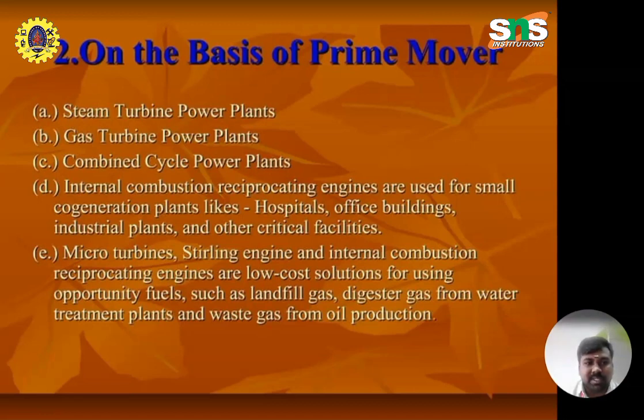Steam turbine power plants, that is the thermal power plant, gas turbine power plants, combined cycle power plants, and internal combustion reciprocating engines are used for small cogeneration plants like hospitals, office buildings, industrial plants, and other critical facilities. These internal combustion reciprocating engines come under the diesel power plant. Then micro turbines, Stirling engines, and internal combustion reciprocating engines are low cost solutions for using opportunity fuels such as landfill gas, digester gas from water treatment plants, and waste gas from oil production.